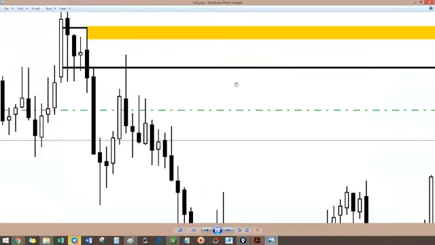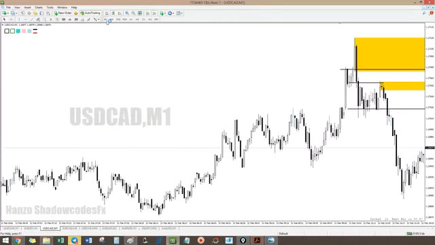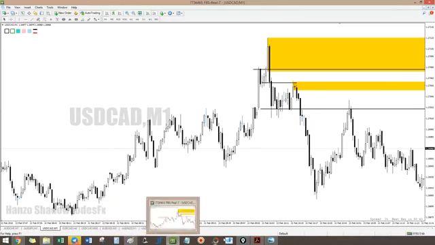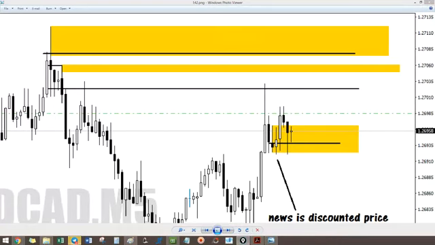For example, you are expecting a rejection here, because in M1 over here you got a clean base. So you are waiting for rejection here. Let me open my tools. Wait here. So why are you waiting here? You want to sell here, or you want to wait for rejection here? Over here, you also got a base.